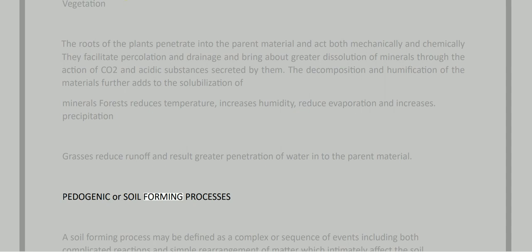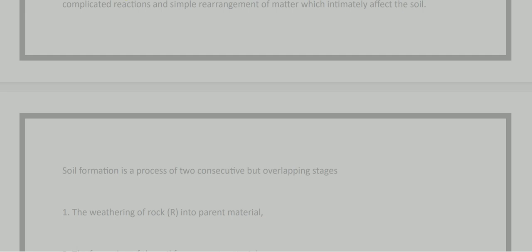Pedogenic or soil-forming processes. A soil-forming process may be defined as a complex or sequence of events including both complicated reactions and simple rearrangement of matter which intimately affect the soil. Soil formation is a process of two consecutive but overlapping stages. 1. The weathering of rock into parent material. 2. The formation of the soil from parent material. Soil-forming processes: rock, parent material, soil. These processes are also known as soil-building processes or pedogenic processes.